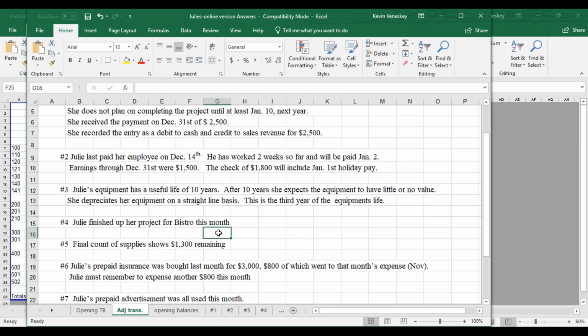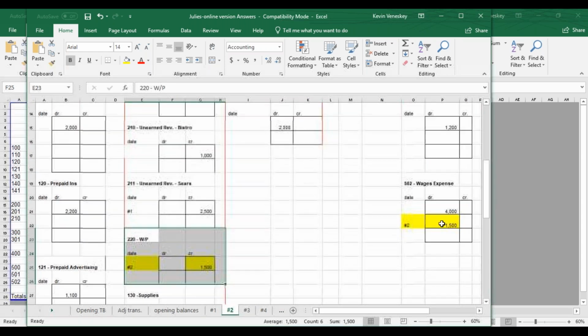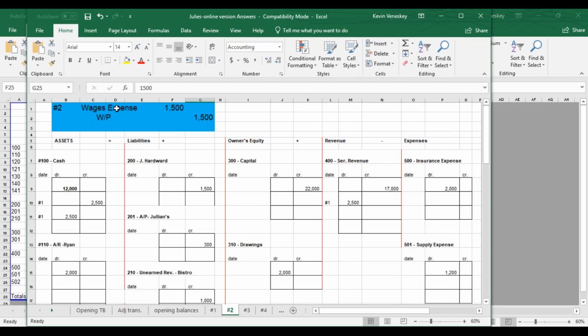So let's go to our journal entry number 2. To show wages are earned, remember that is a wage expense. I need to debit my wage expense. And I need to credit my wages payable to show that I owe my employees money. My journal entry, debiting my wage expense and crediting my wages payable.